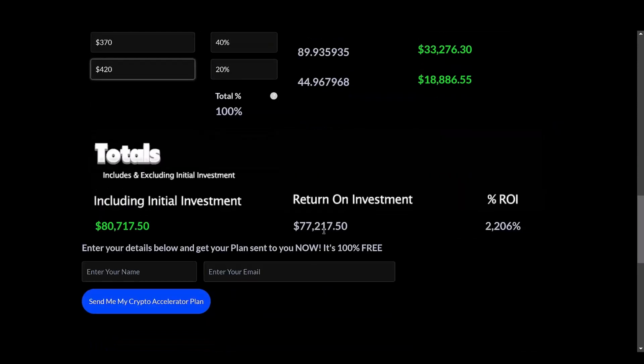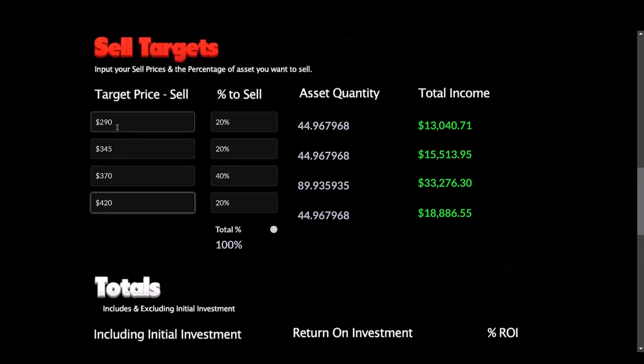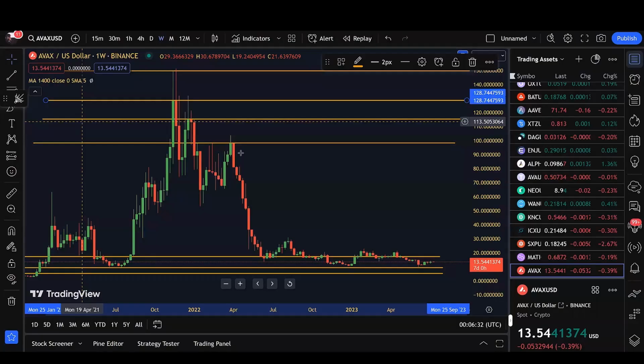So we've massively increased that. We're up to 77,000 now. We've got ourselves a very good 2,200% return on investment. And this is when you start thinking, well, is it possible that AVAX could do this? Well, like I said, it's in the top 20 still. It's not unrealistic to think, when you look at the chart, that it couldn't 3x from here.